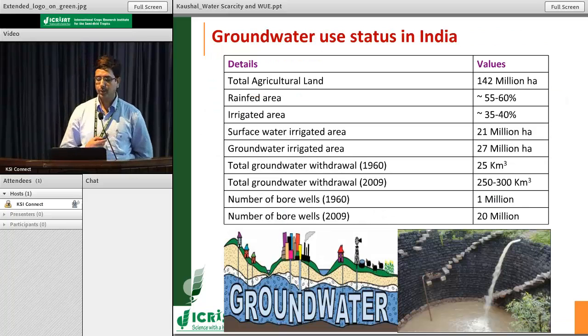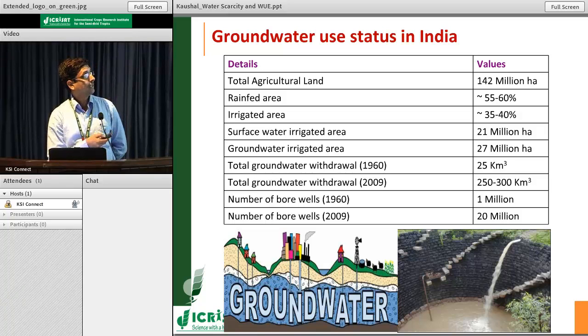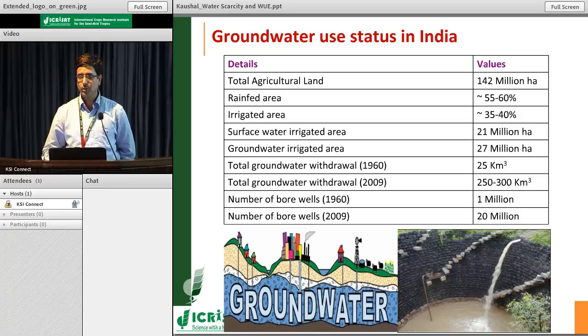Look at the groundwater use status in India. We have altogether 142 million hectares of area. Of that, rainfed area is 55 to 60% and irrigated area is 35 to 40%. Surface water irrigated area is 21 million hectares and groundwater irrigated area is 27 million hectares. In the 1960s, withdrawal was estimated at 25 billion cubic meters, which has increased to nearly 300 billion cubic meters at present. Earlier there were nearly 1 million bore wells, and now it has increased to 20 million bore wells.